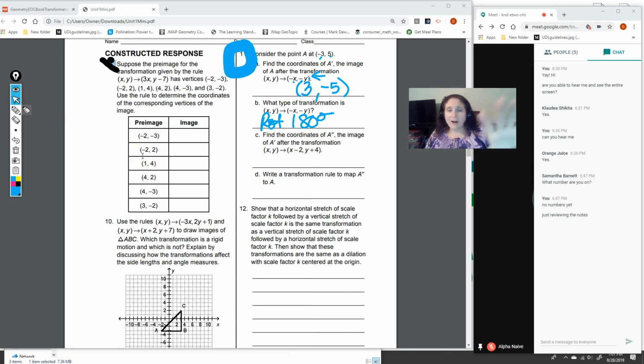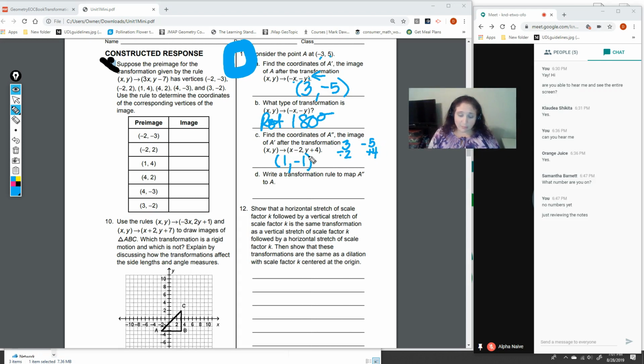And then it wants us to find the image. Now that we have our coordinates from part A, we're going to use those coordinates to do this next transformation. That's when we go here and subtract 2. So if I started at 3, -5, and it tells me subtract 2 from the x and add 4 to the y, well, 3 minus 2 is 1. -5 plus 4 is -1. And that's going to be my new point.